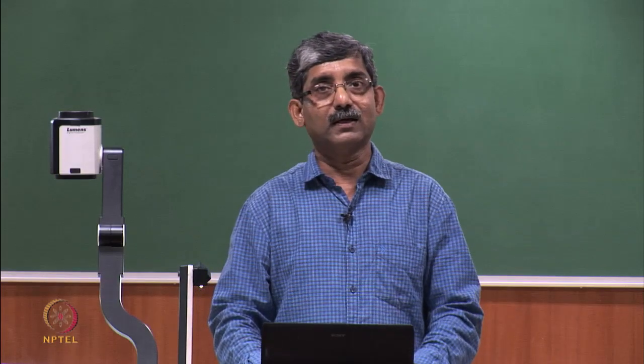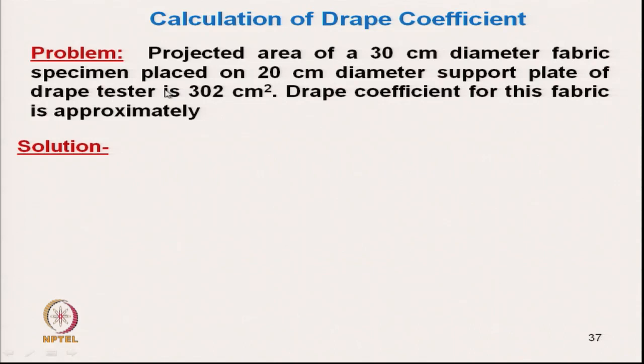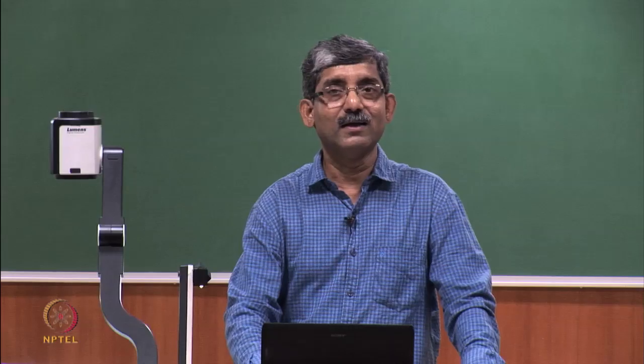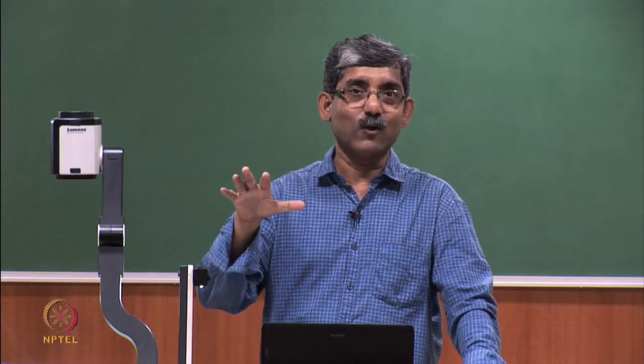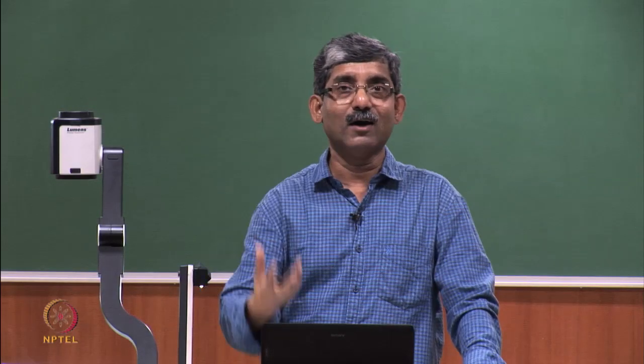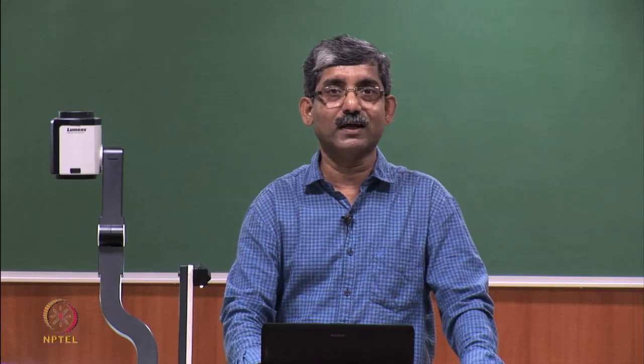So, the problem here is to calculate the drape coefficient. The projected area of a 30 centimeter diameter fabric specimen placed on a 20 centimeter diameter support plate of the drape tester is 302 centimeter square. What will be the drape coefficient? That means, what is the projected area? Projected area means the shadow area minus the area of the support disc.